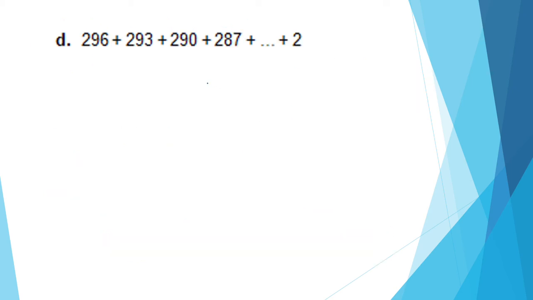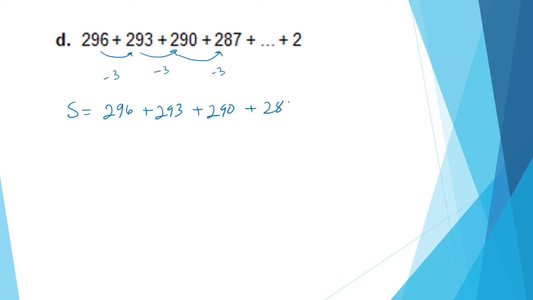Part D, we have a sequence here. We have 296, 293, 290, 287, and it goes all the way down to 2. So let's look for the difference between these. It looks like the difference is subtracting 3. Each time we're subtracting 3 to get to the next number, and eventually we'll reach 2. So let's say S is this sum, 296 plus 293 plus 290 plus 287 all the way down to 2.